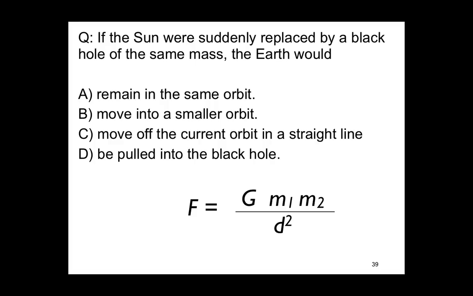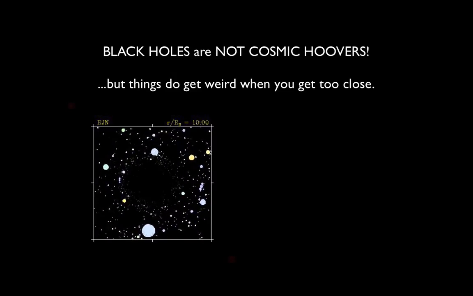The question here is that even though the mass is the same, it's been concentrated in a much smaller radius, which means that you can get a lot closer to the black hole, and so d in this equation is going to be a lot smaller. As d decreases, the force is going to increase, and it's going to increase as the second power because it's d squared. So as you get closer to the black hole, the force gets much, much stronger. That means that even though black holes are not cosmic hoovers, things do get a little bit weird when you get too close, because gravity becomes so strong because of that factor of 1 over d squared.